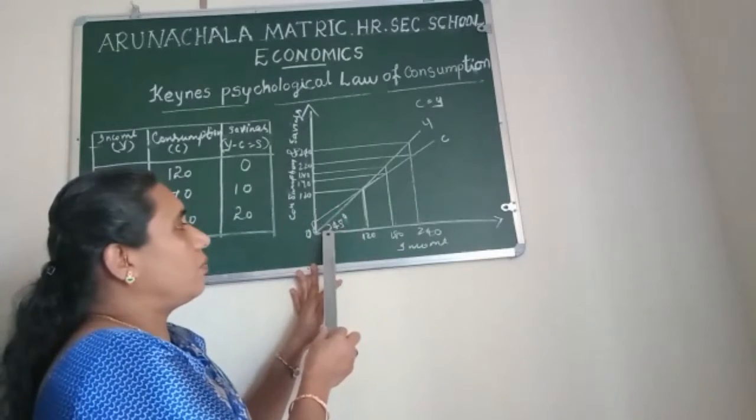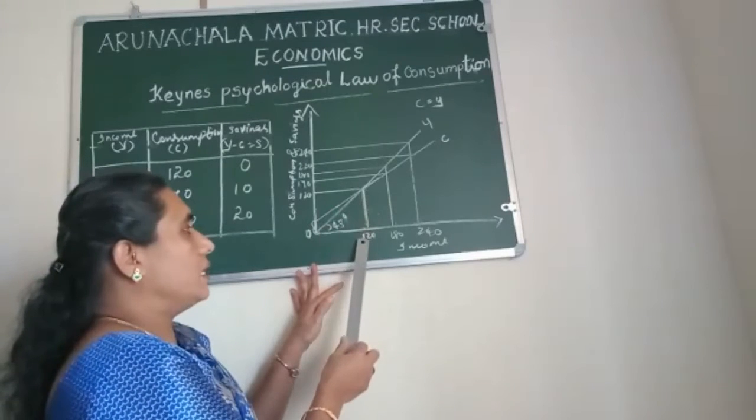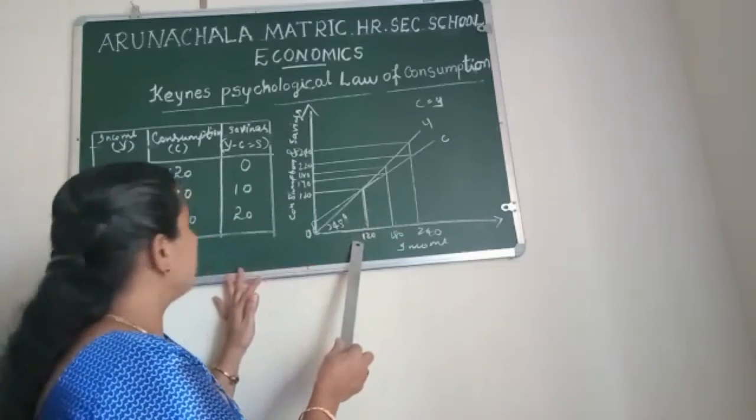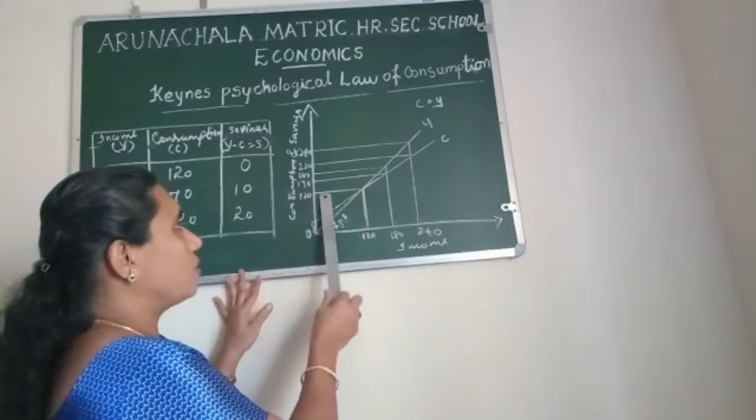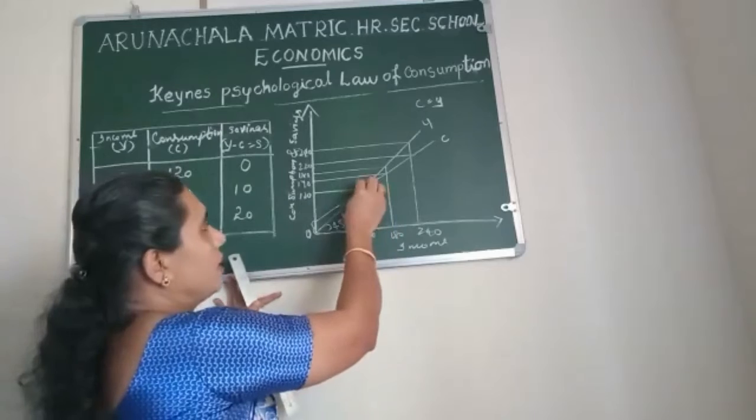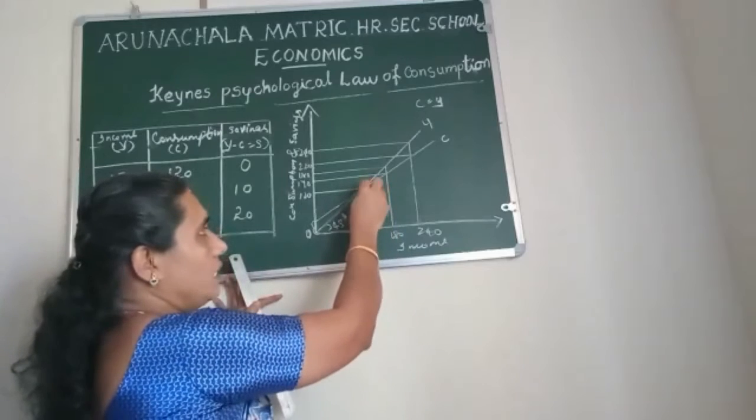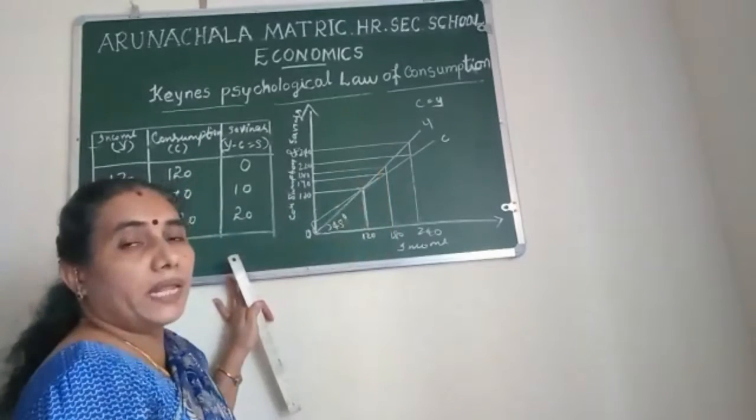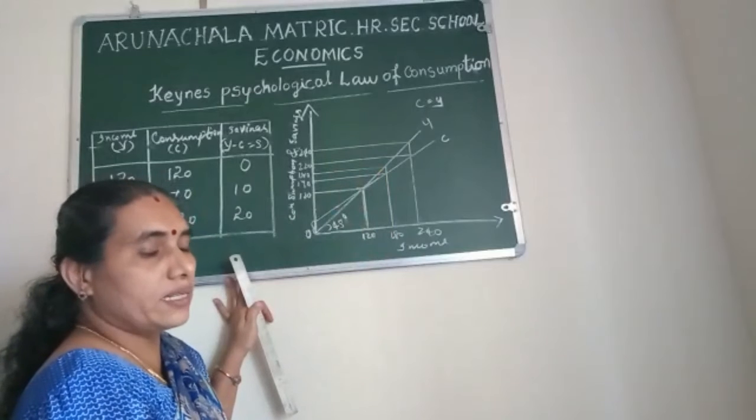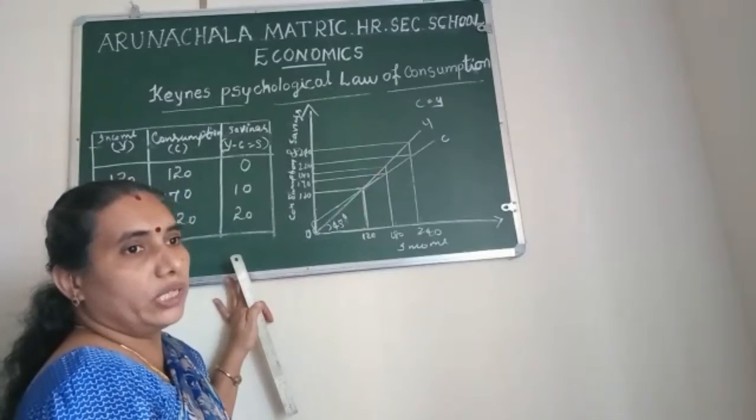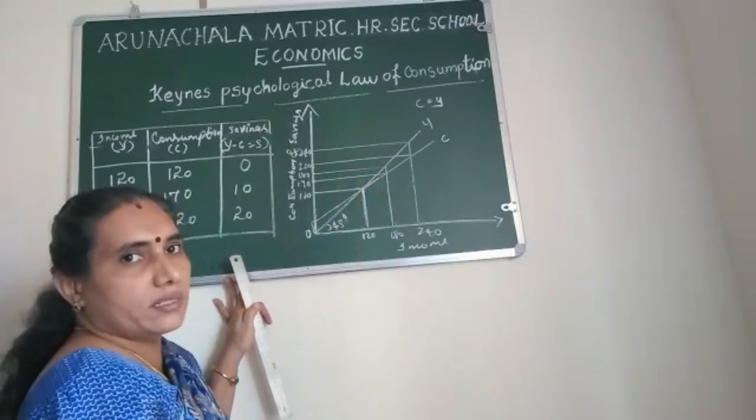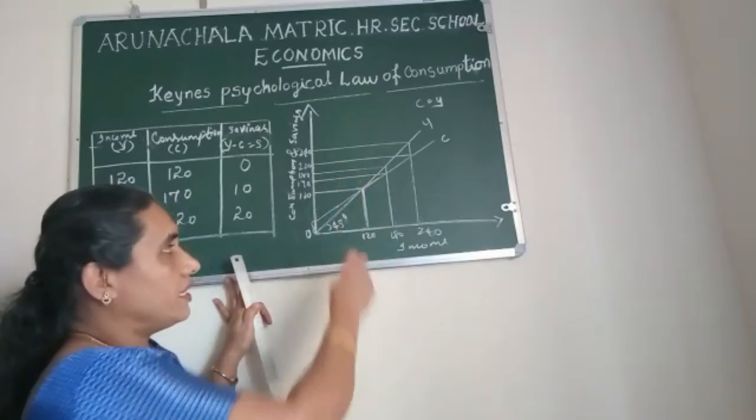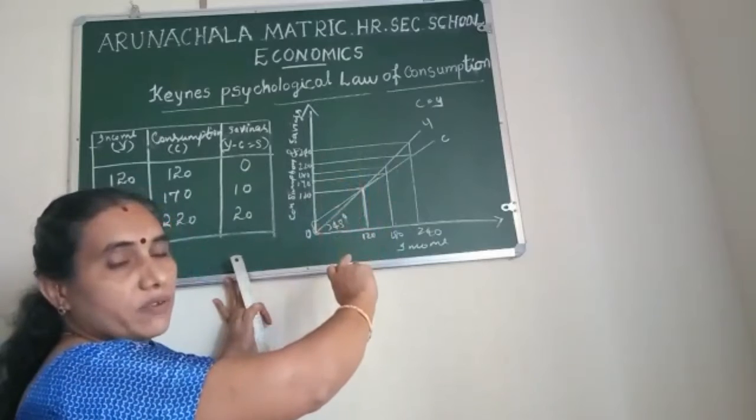And now we are going to explain. You see here the initial income is 120 and the consumption is also 120. They intersect each other and are equal now. So this point we can say is the break even point, where consumption and income are equal, with no saving. So this equality is called the break even point. This we already learned in the consumption function diagram.